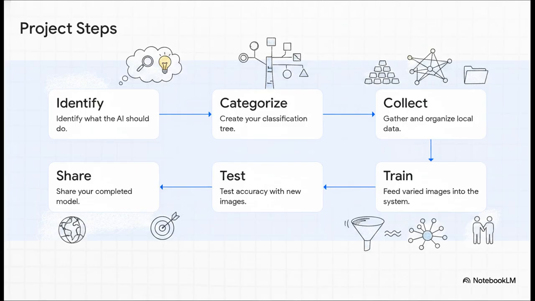First, you identify the goal of your AI and map out your categories. Second, you figure out your data buckets. Third is the legwork. You actually go out, collect, and organize that data. Fourth, you feed all those varied images into the system to train your model. Fifth, you test it. Show it some new images and see if it guesses correctly. And sixth, you share your masterpiece with the world.